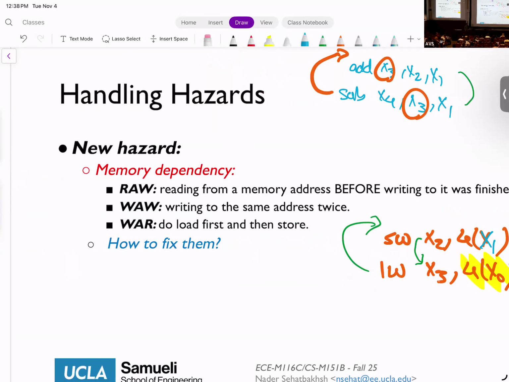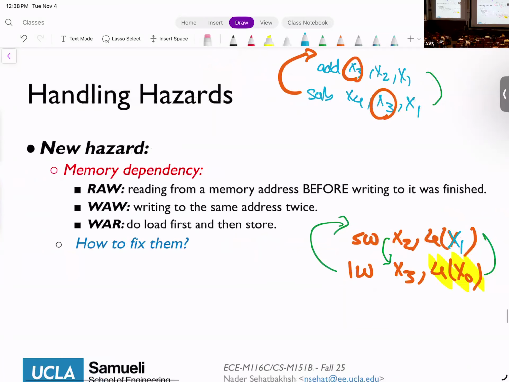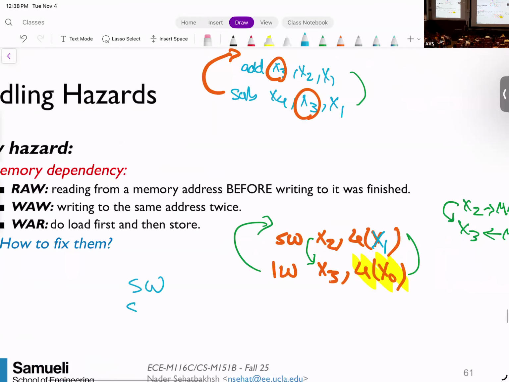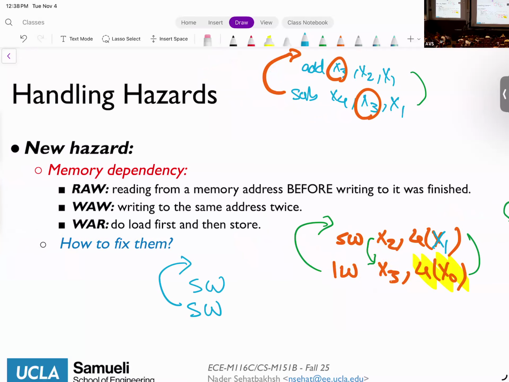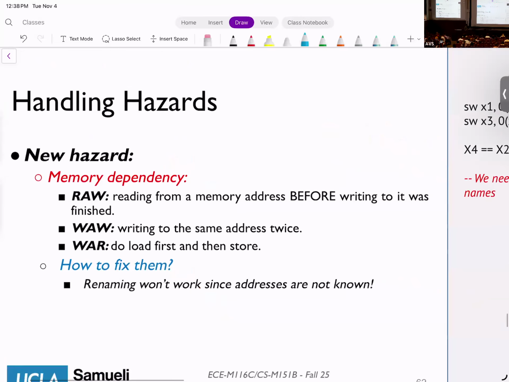Okay. We also can have problems with store and store, right? If I have two back-to-back stores, I'm going to have the same problem. If this store happens before this store and these stores happen to write to the same address, again, I'm going to have a problem. So there are going to be these kinds of read after write, write after write, or write after read problems that we need to fix, okay?